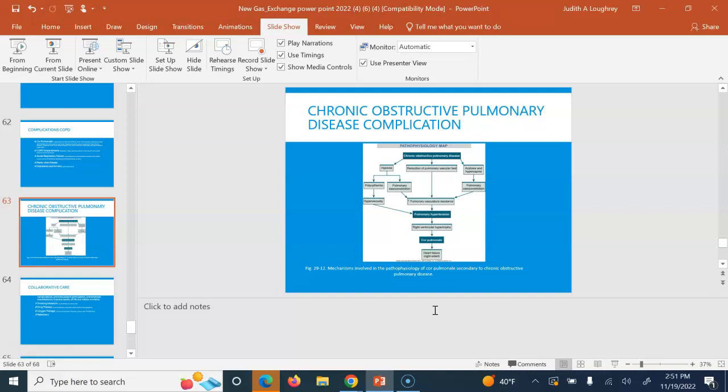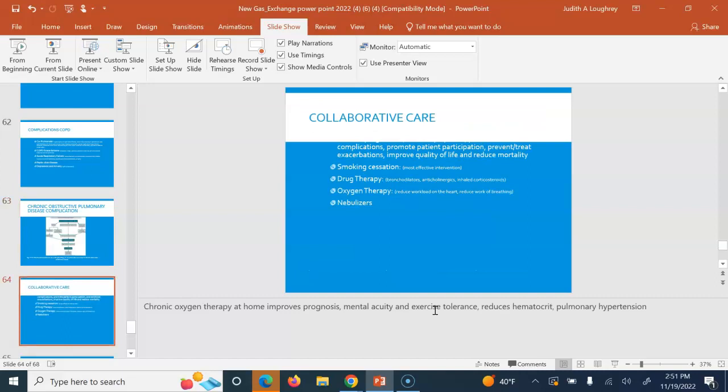So you can see that this complication is something that occurs quite frequently with someone with chronic obstructive pulmonary disease. Collaborative care: we want to prevent exacerbations, improve quality of life, and reduce mortality. So what is the number one thing that we would try to encourage our patients who have COPD to do? We want them to quit smoking. Smoking cessation is the most effective intervention to help slow down the progression of this disease.